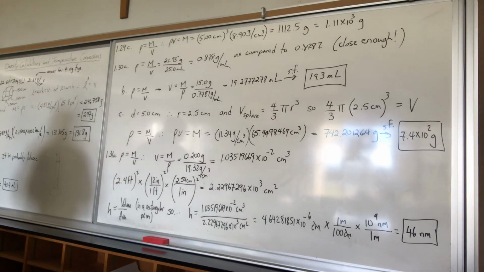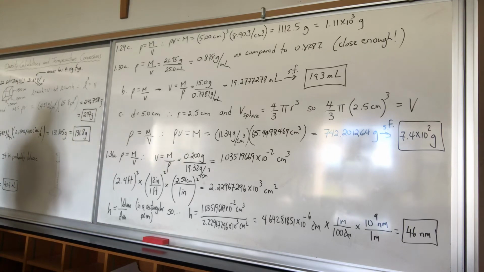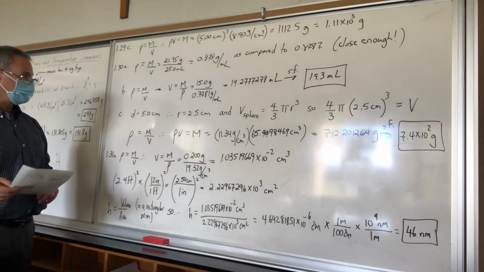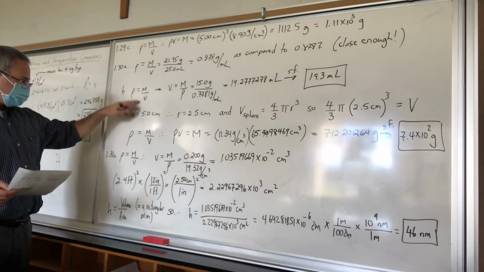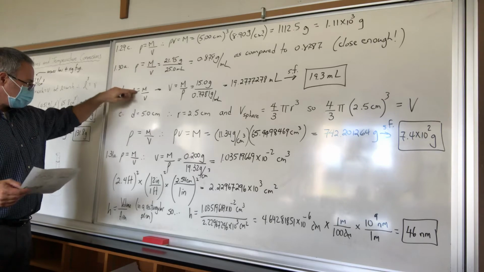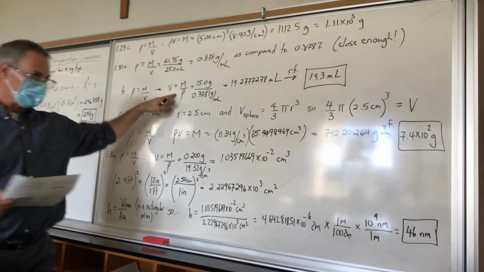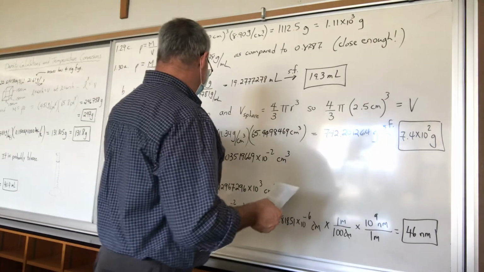An experiment requires 15 grams of cyclohexane, whose density at 25 degrees Celsius is 0.7781 grams per milliliter. What volume of hexane should be used? So now we're looking for volume. Density equals mass over volume, but if you bring up the volume and then bring down the density, you get this: volume is equal to mass over density.